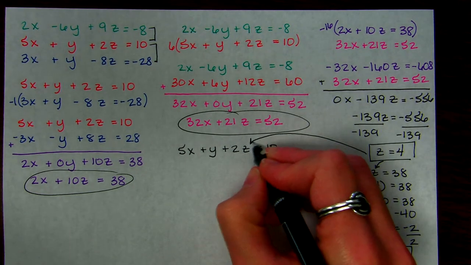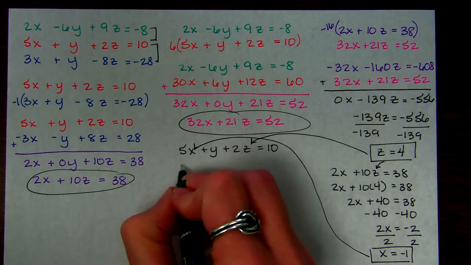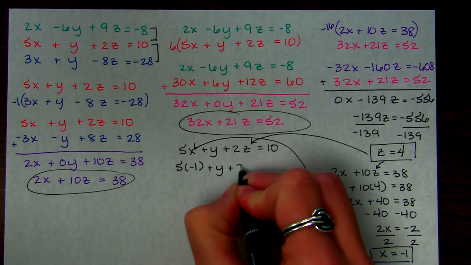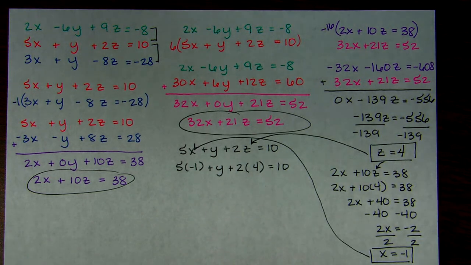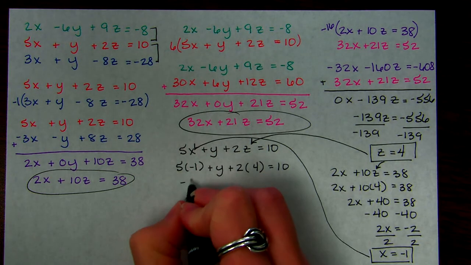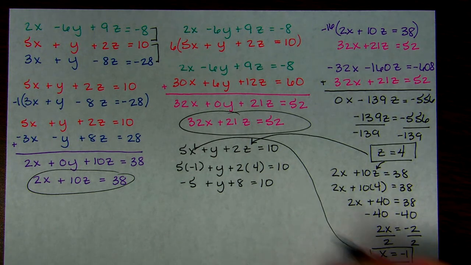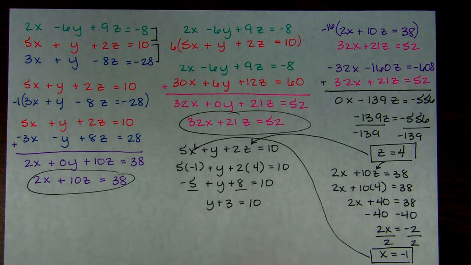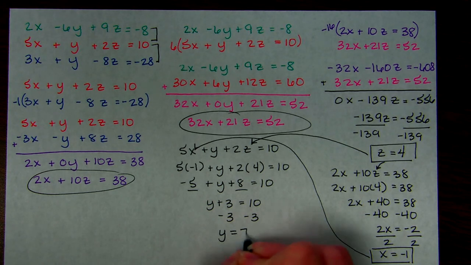Draw an arrow here. There we go. And that x is negative 1. So this is 5 times negative 1 plus y plus 2 times 4 is equal to 10. This is negative 5 plus y plus 8 is equal to 10. Combine like terms, negative 5 and 8, that's 3. So y plus 3 is equal to 10. Subtract the 3, you get y is equal to 7.